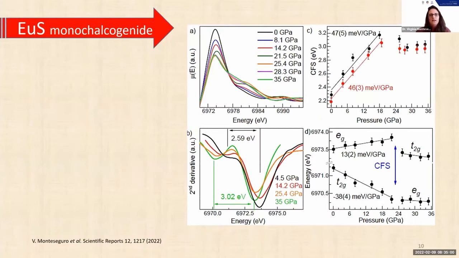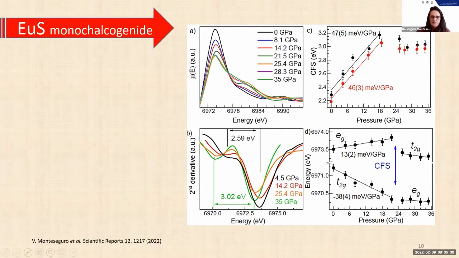We are going now to reveal the phenomenon behind this electronic transition by XANES. Here in figure A, you can see the pressure evolution of the XANES spectra up to 35 gigapascal. As you know, the white line associated with the europium L3 edge corresponds to the transition from the 2p core level to 5d valence levels. So if we take the second derivative of this XANES spectra, you see in figure B, we can distinguish the bimodal character of the 5d orbitals.